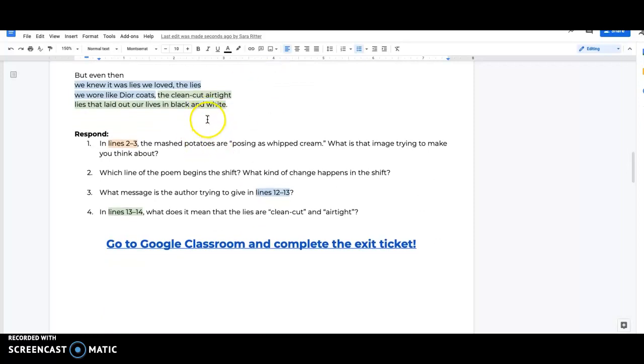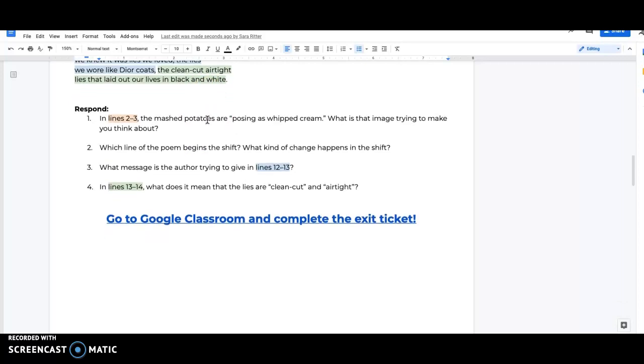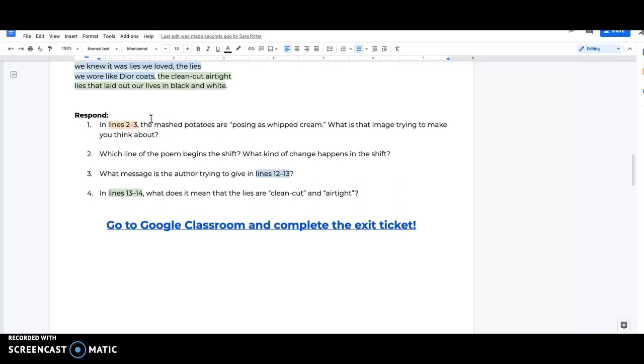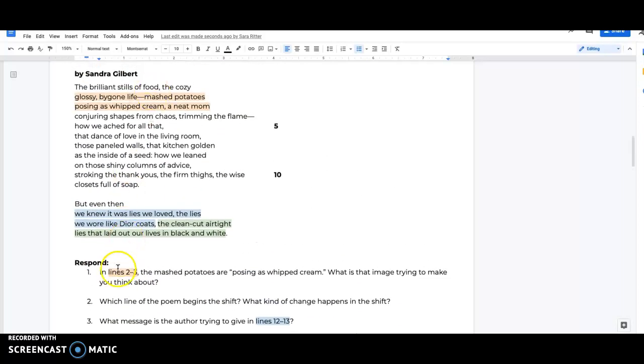You're going to annotate that poem by underlining imagery and highlighting and defining a word you do not know. Then you're going to answer these 4 questions. The first one is, in lines 2 to 3, the mashed potatoes are posing as whipped cream. What is that image trying to make you think about? If you need to know what lines 2 and 3 are, just look for the same colored highlighting. That's light orange.